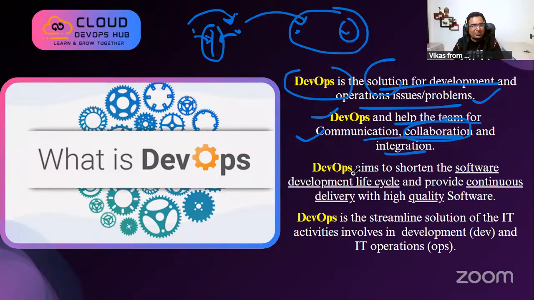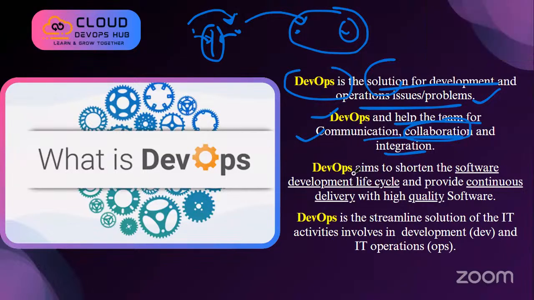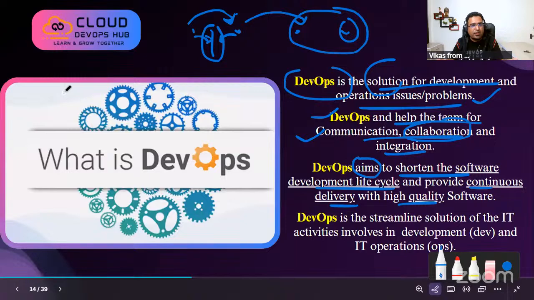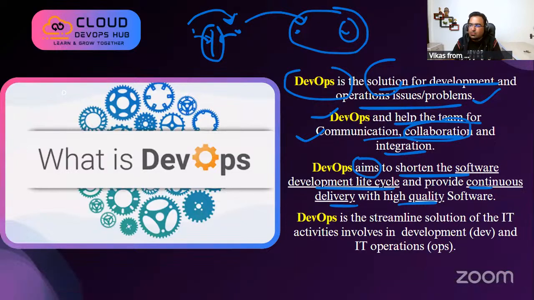Someone please read this definition. Go ahead. DevOps aims to shorten the software development lifecycle and provide continuous delivery with high quality software. Correct. DevOps has an aim. Why has this team been created? There is an intention behind it: all the phases of the software development life cycle should run faster. Let's assume earlier it took 2 or 3 months. With the help of the DevOps team, the life cycle should run faster, and it provides continuous delivery. If the life cycle runs faster, the software delivery will be faster. And if the same thing happens multiple times, with multiple rounds of testing, then the quality of the software will also be high.